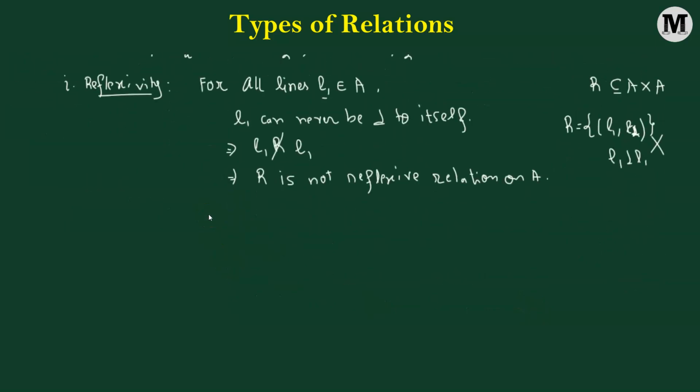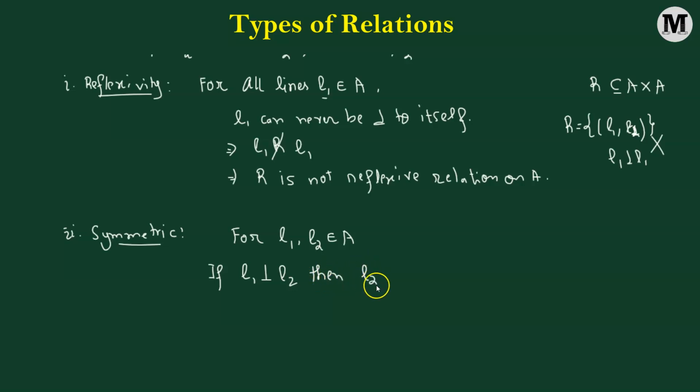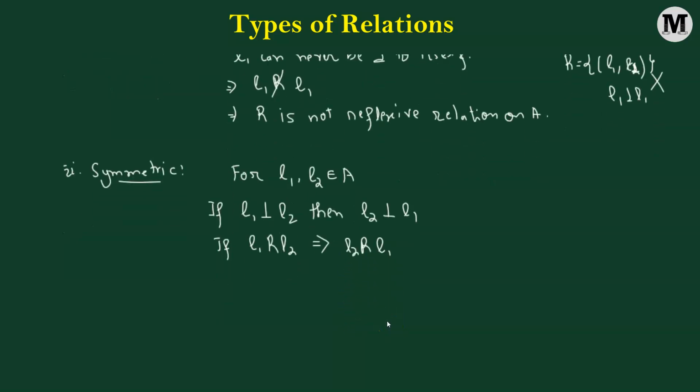Okay, let's check for symmetry. Let's consider two lines L1 and L2 belonging to the set A, and say that L1 is perpendicular to L2. Then can we not automatically say that L2 is also perpendicular to L1? That is always a true statement. So if L1 is perpendicular to L2, then L2 is automatically perpendicular to L1. In other words, if L1 is related to L2, then L2 is also related to L1. Hence, the relation R is definitely symmetric. This is a symmetric relation on A.